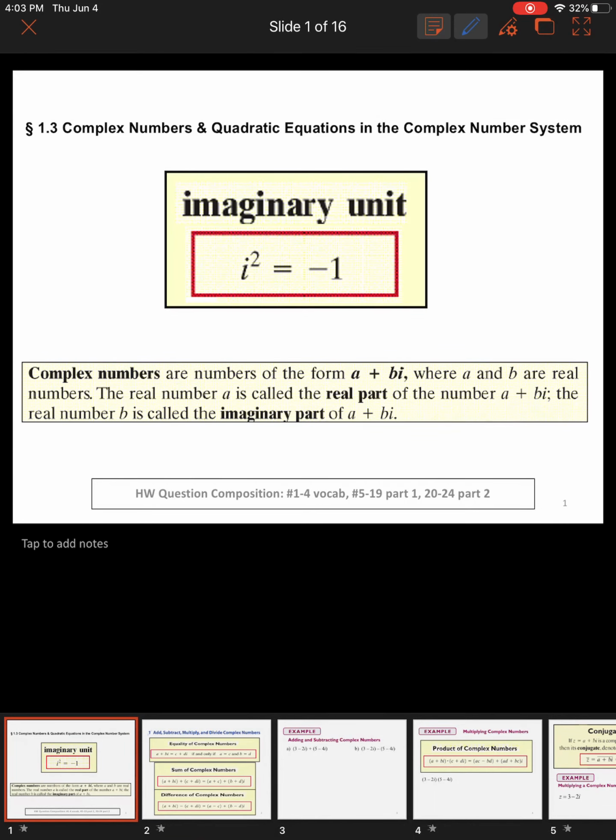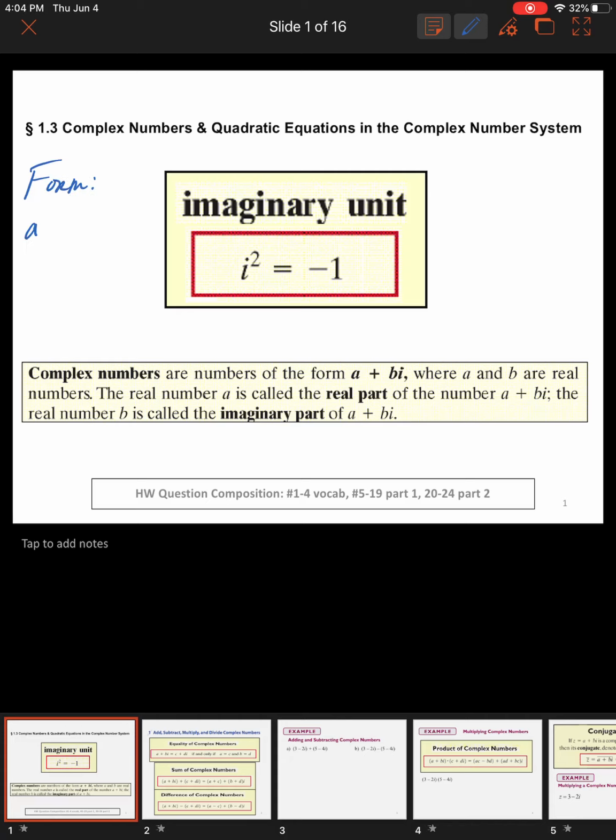All right, we are back, and today we're talking about complex numbers, and the complex number system. All right, so what is a complex number? A complex number is a number that has the following form.